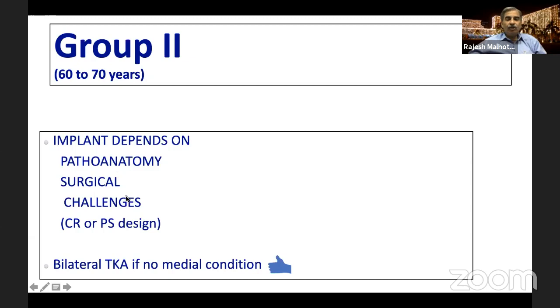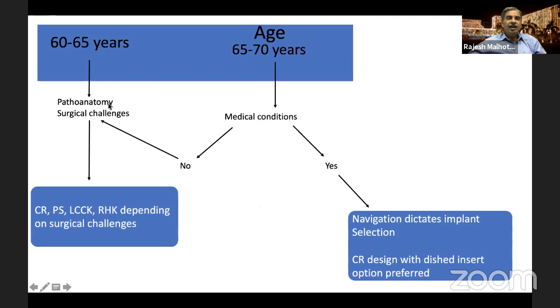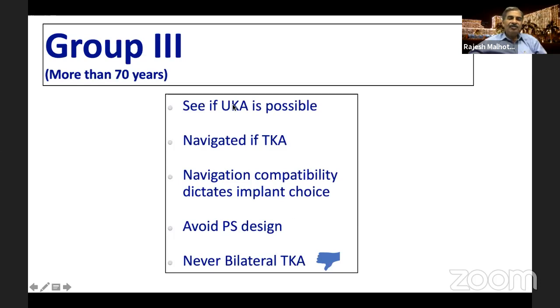For 60 to 70, it depends on the pathoanatomy, surgical challenges, CR or PS, and bilateral TKR if no medical condition, like I said earlier. These more constrained designs will be discussed by my colleagues. But if there are medical conditions, then I always use navigation, and that dictates my implant selection. As far as possible, if I can't do a uni, I do a CR with a disc insert. In group 3, which is more than 70 years, again, see if the UKR is possible. If TKR, it's always navigated. Then I try to avoid the PS design, and I never do bilateral TKR.